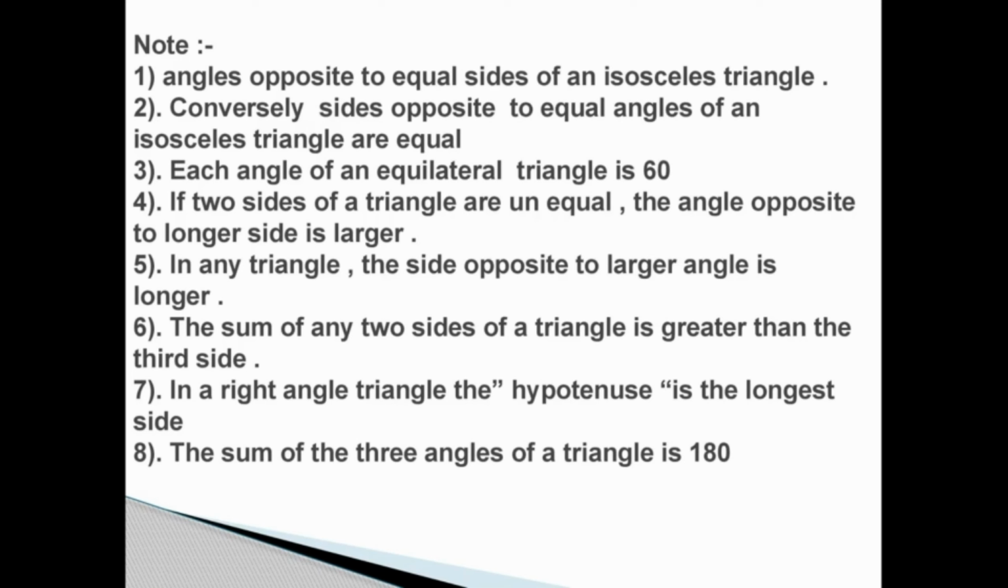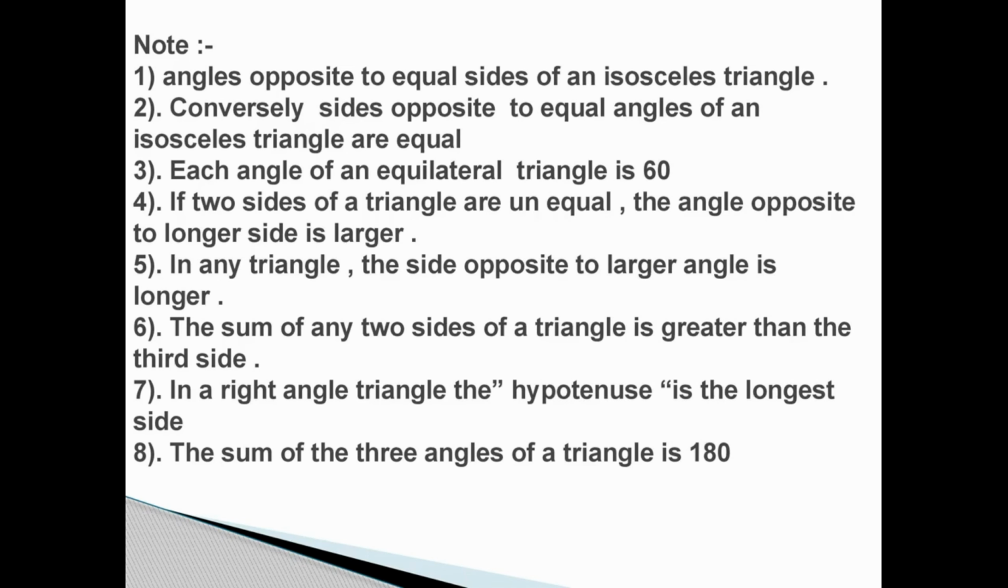Next, if two sides of a triangle are unequal, the angle opposite to the longer side is larger. In any triangle, the side opposite to the larger angle is longer. Next, the sum of any two sides of a triangle is greater than the third side. In a right angle triangle, the hypotenuse is the longest side. The sum of the three angles of a triangle is equal to 180 degrees.